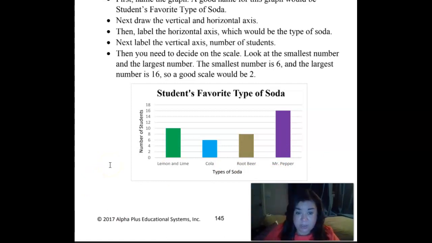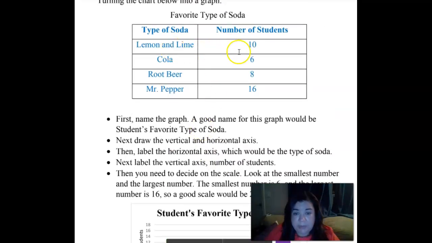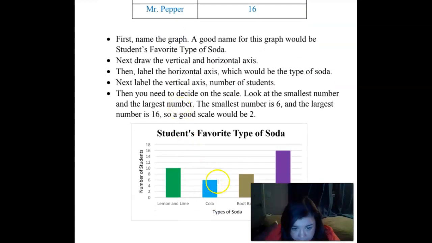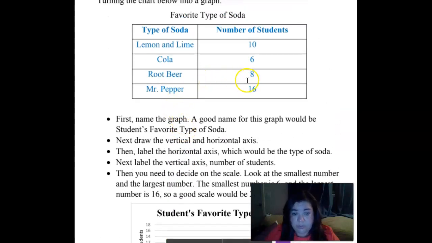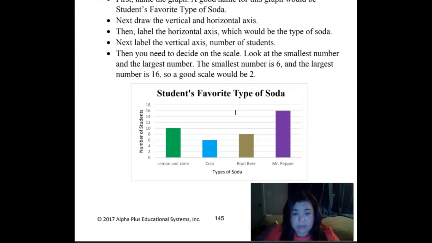You can make them all the same color, or you can make it colorful and choose different colors. But you draw your rectangle to go up to the number it says. This is lemon lime, so we look at 10. Let's go look at our chart. See, lemon lime 10. Cola will be 6. So cola goes across the 6 line. Let's look at root beer. How many people like root beer? Go all the way across 8. Is that right? See, root beer 8, and then Dr. Pepper 16. That goes all the way up here.